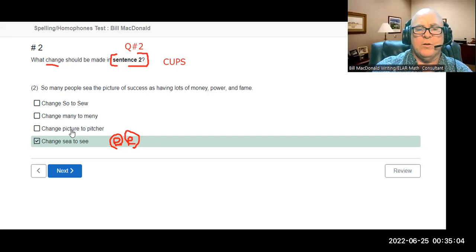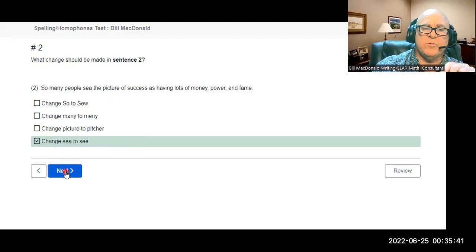Picture or pitcher. So there are 3 things to talk about here: a picture, an idea in your head, which is this case, and a pitcher on a baseball team. Nothing here was about baseball or a pitcher that holds liquid. Since that's not mentioned in there, I'm going to stick with my original choice. There are my answers. Go to the next one, click my mouse, and let's go a little faster.